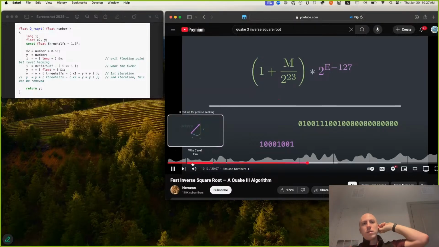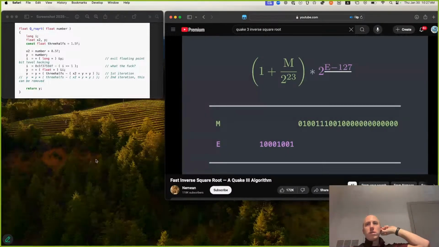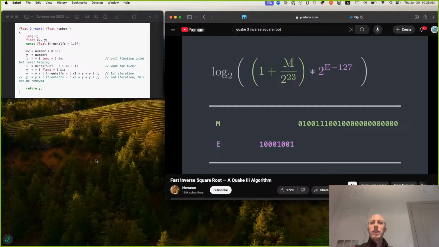This should seem familiar to you. Here we have the exponent with 127 subtracted from it, and here we have the mantissa with the extra 1 in front. But now something completely different. For no obvious reason at all, let's take the logarithm of that expression. Since we're doing computer science here, we take the logarithm base 2.